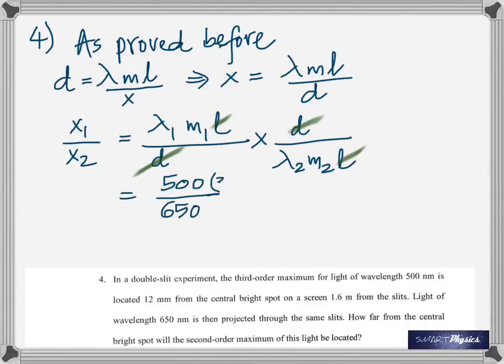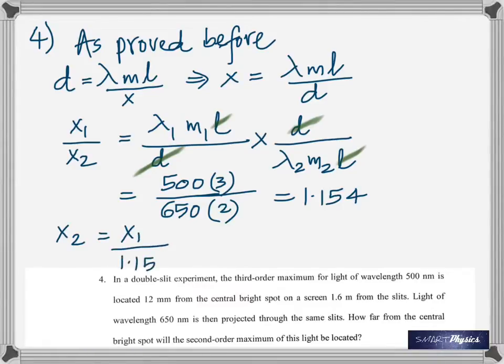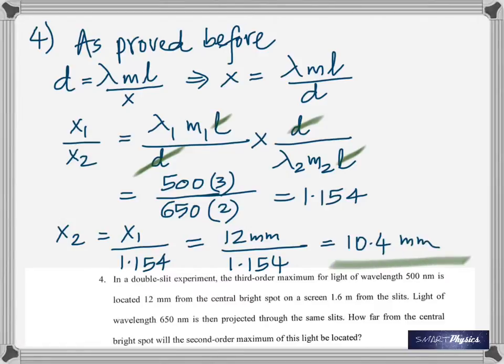And this time you can keep it in nanometers because both lambda 1 and lambda 2 are going to be in nanometers, right? And then you have m1 is 3 and m2 is 2 because that's what the problem says. And therefore you get x2 is x1 by 1.154, which is 12 millimeter divided by 1.154, and the answer is 10.4 millimeter.